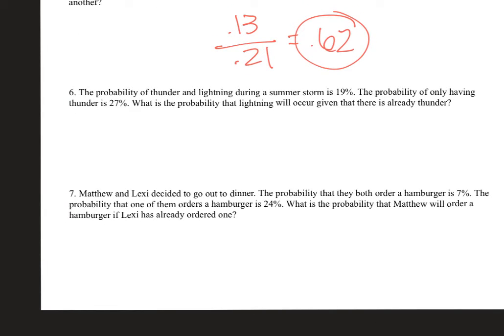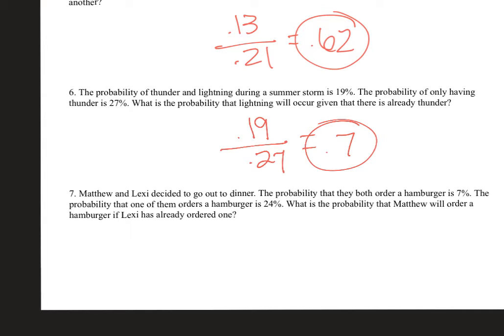So thunder and lightning, so my both is on top. My one single just thunder is 0.27. So 0.19 divided by 0.27. About 7.7.